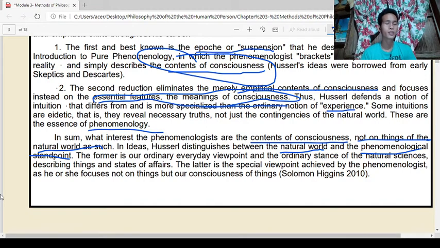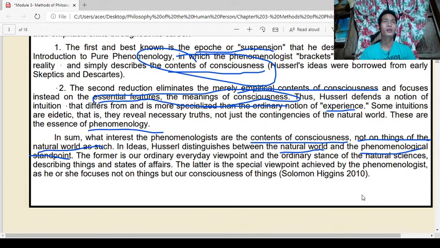So in summary again, what interests the phenomenologists are the contents of consciousness, not the things of the natural world as such, but the phenomenological standpoint. In Ideas, Husserl distinguishes between the natural world and the phenomenological standpoint. The former, or the natural world, refers to our ordinary everyday viewpoint, and the ordinary stance of the natural sciences, describing the things and states of affairs. The latter is a special viewpoint achieved by phenomenologists, as he or she focuses not on things but on our consciousness of things, according to Solomon and Higgins 2010.